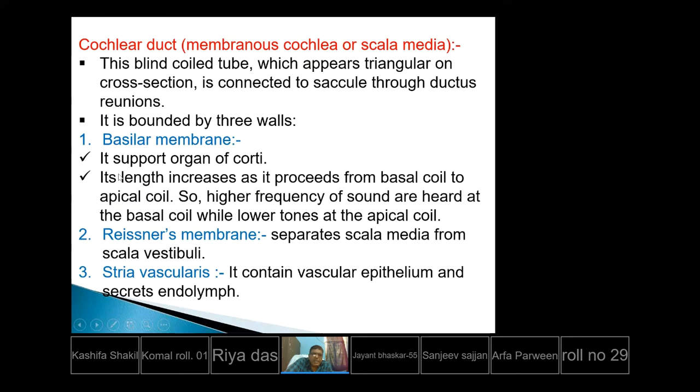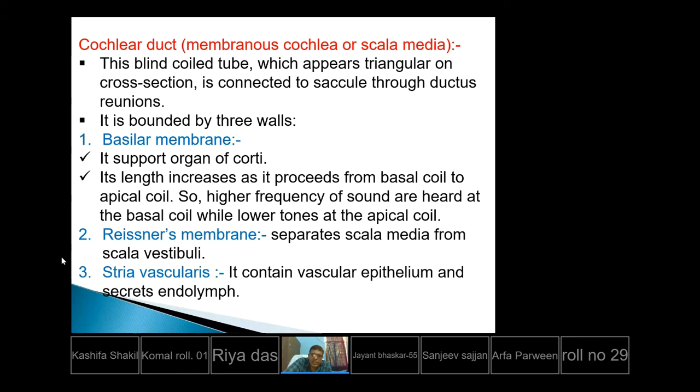Now the three walls of the cochlear duct, already seen in the picture. First is the basilar membrane. It supports the organ of Corti. The organ of Corti is the neuroepithelium of the cochlea for hearing. Its length increases as it proceeds from the basal coil to the apical coil. So higher frequencies of sound are heard at the basal coil, while lower tones are heard at the apical coil.